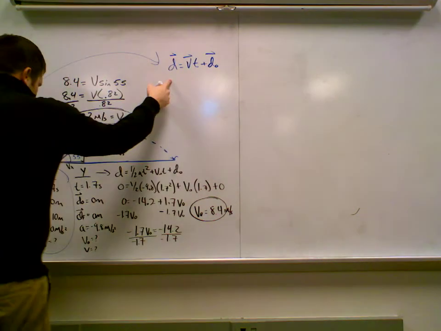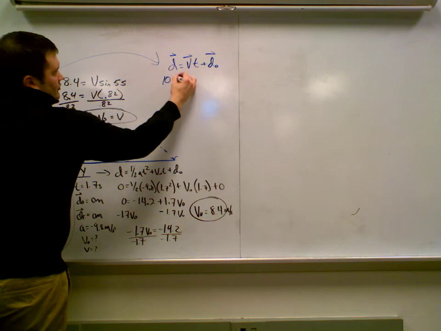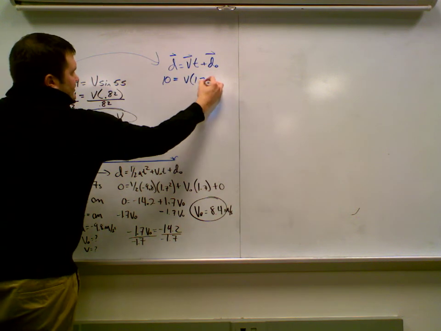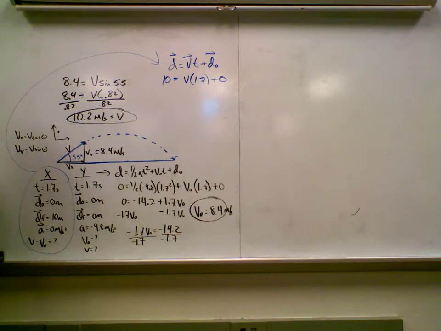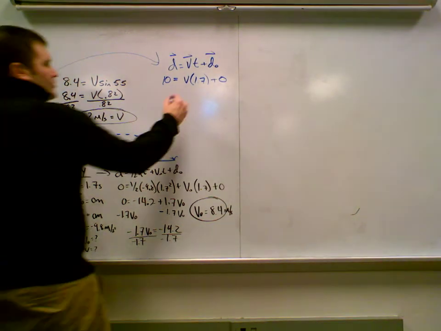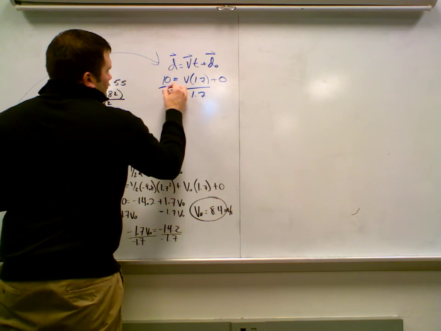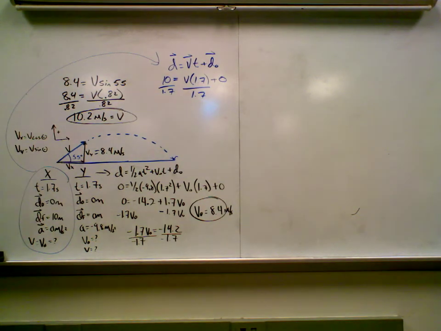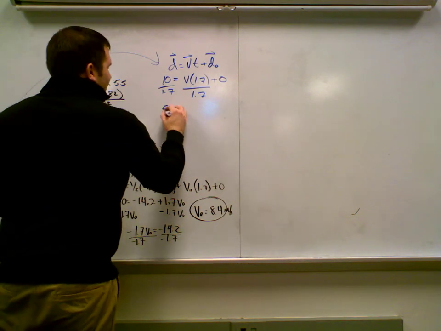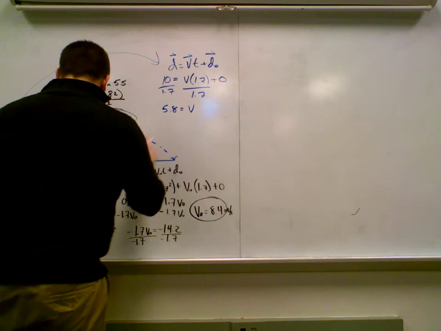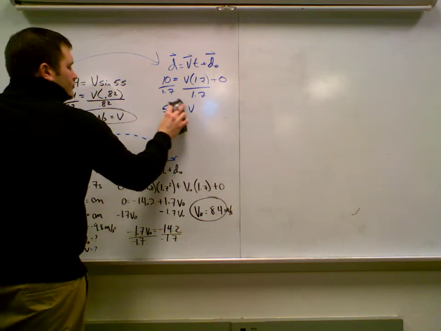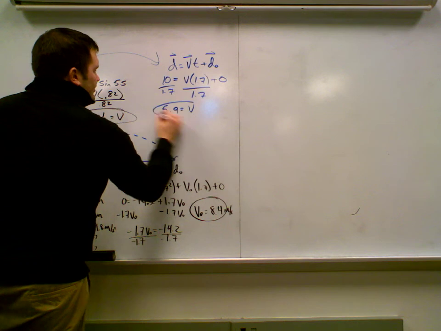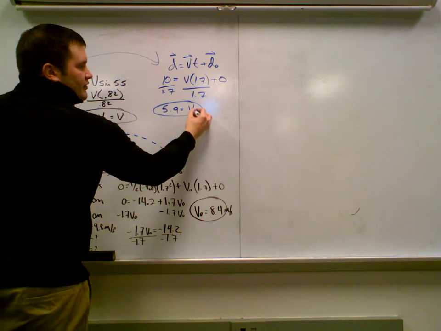D is 10 equals V times 1.7 plus 0. 10 divided by 1.7, and we get, what's 10 divided by 1.7? Calculators. 5.8? Okay, so 5.9? Yeah. So that's our velocity in the x.